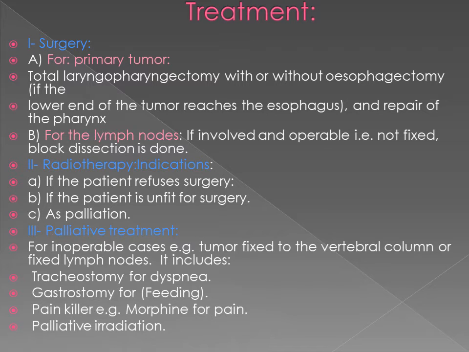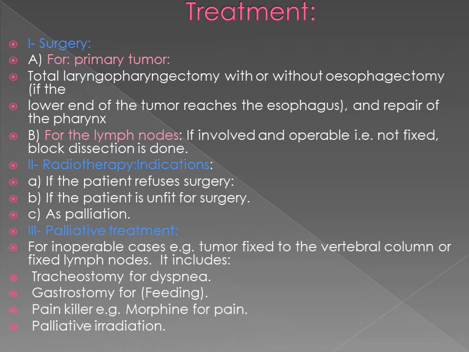Here the first choice will be surgery, either for the primary tumor or for the lymph nodes affected. For the primary, we have many choices. There is total laryngopharyngectomy with or without esophagectomy. This is if the lower end of the tumor reaches to the esophagus, and repair to the pharynx, which is a quite extensive procedure. Especially it will need this repair to the pharynx.